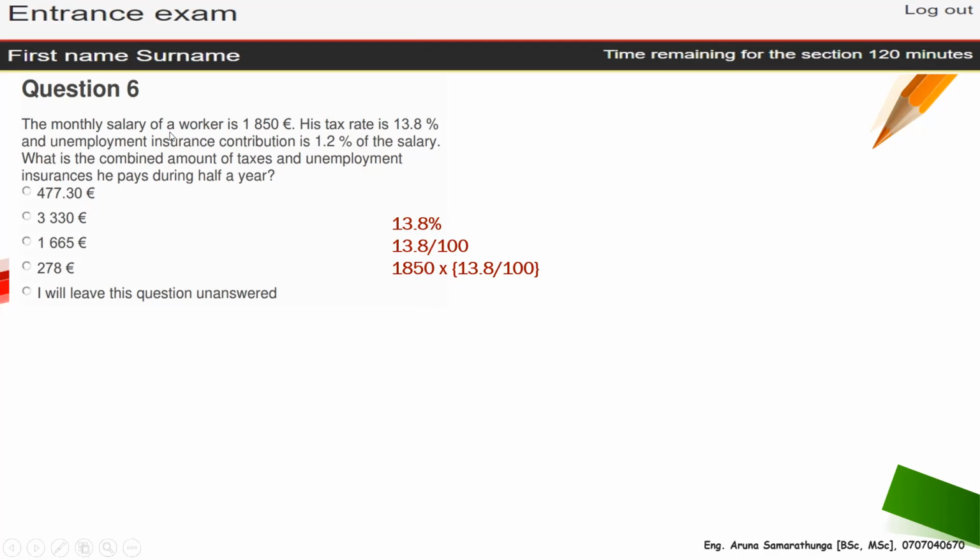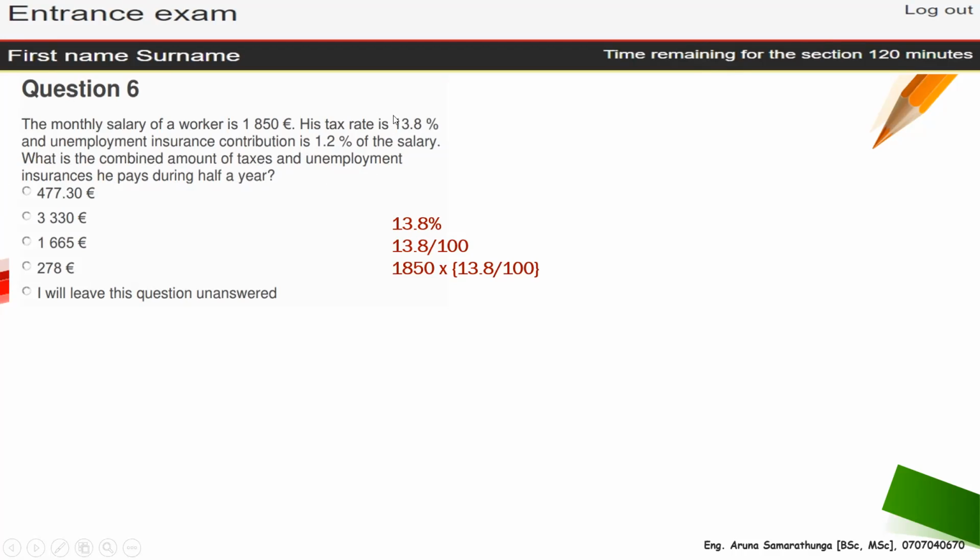Monthly salary of the worker, thank you. The monthly salary of the worker is 1,850 euros. His tax rate is 13.8%. And the unemployment insurance contribution is also 1.2% of the salary. This is a ratio. What is the combined amount of taxes and unemployment insurance he paid during a half year? So be careful, half year, like the 2C's.